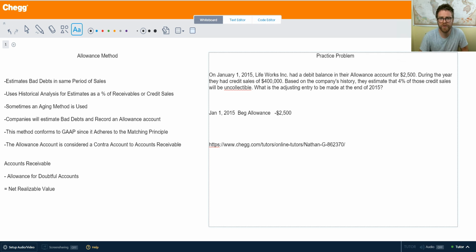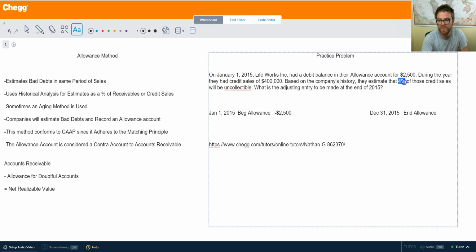Now, during the year, they had credit sales of $400,000. And they estimated that 4% of those sales at the end of the year will be uncollectible. So what you're going to do is move that all the way over to the right. Again, imagine this is a little timeline here. So over here, you're going to have December 31st, 2015. And that's going to be your ending balance, essentially, in your allowance account. So ending allowance.